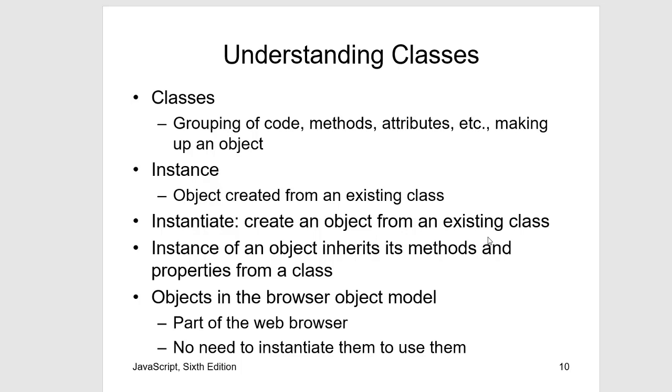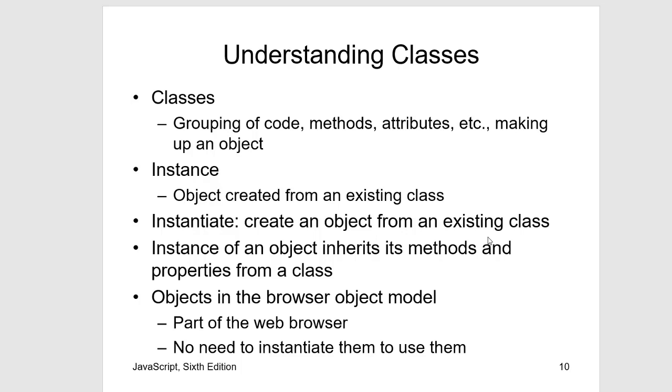When you create the instance of an object, it inherits all of the methods and properties that were defined within the class. So any variable that's put into the class as a data member and any method that was written as part of the class will now be part of the new object that's created. You can make as many objects as you want from a class.